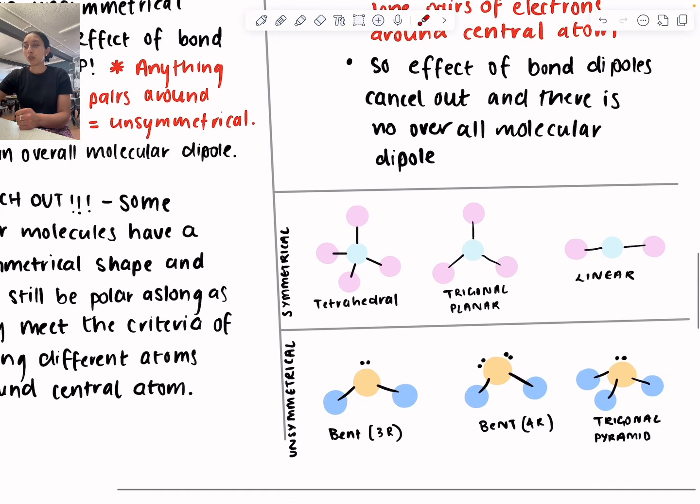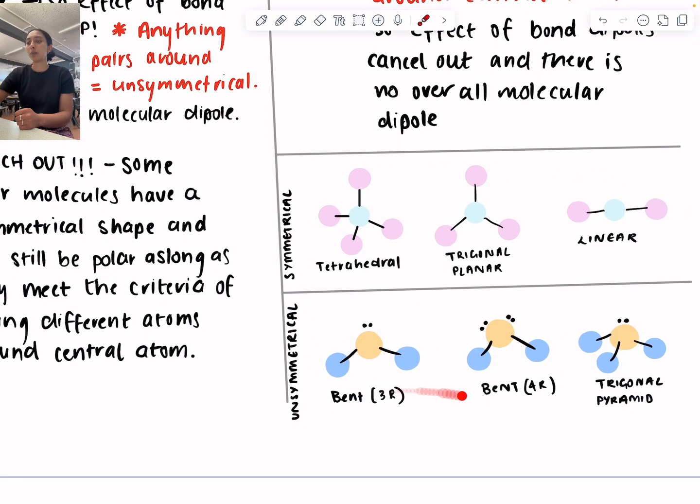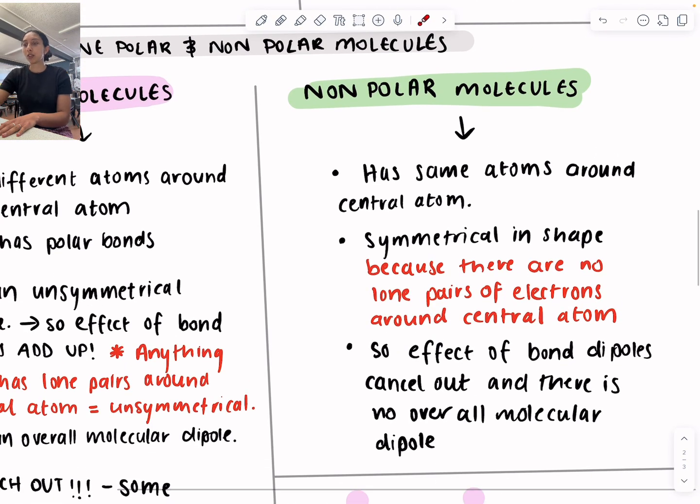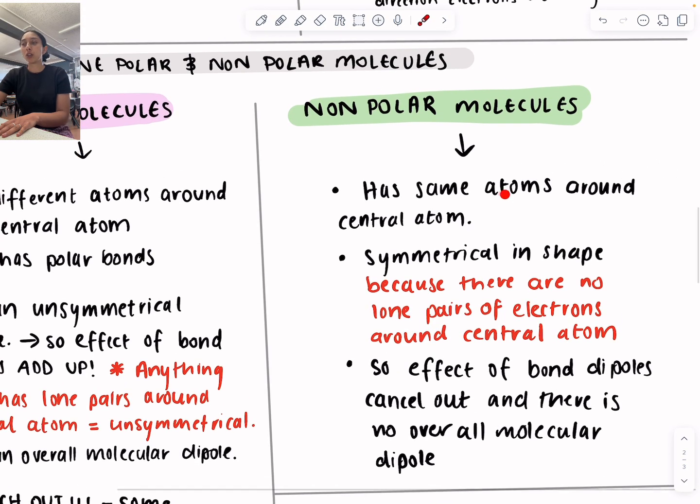Okay, so I've drawn all the shapes you kind of need to know in level 2, and basically you can see that any shape that has no lone pairs is going to be symmetrical. Any shape that does have lone pairs around the central atom is going to be unsymmetrical. Okay, so speaking of this symmetry, non-polar molecules have to have the same atoms around that central atom.